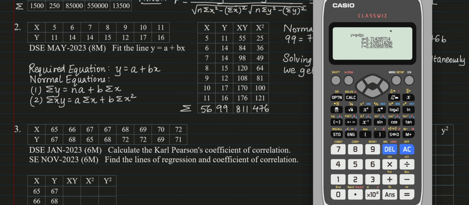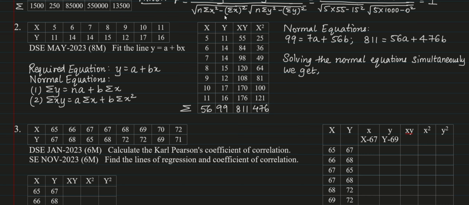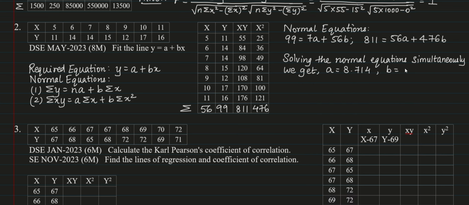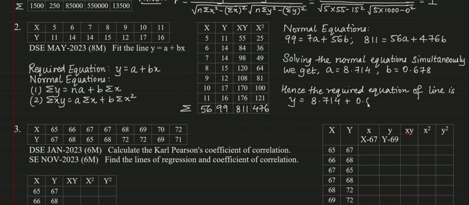So value of a is 8.714, and b is 0.678. Required equation of line is y is equal to 8.714 plus 0.678x.